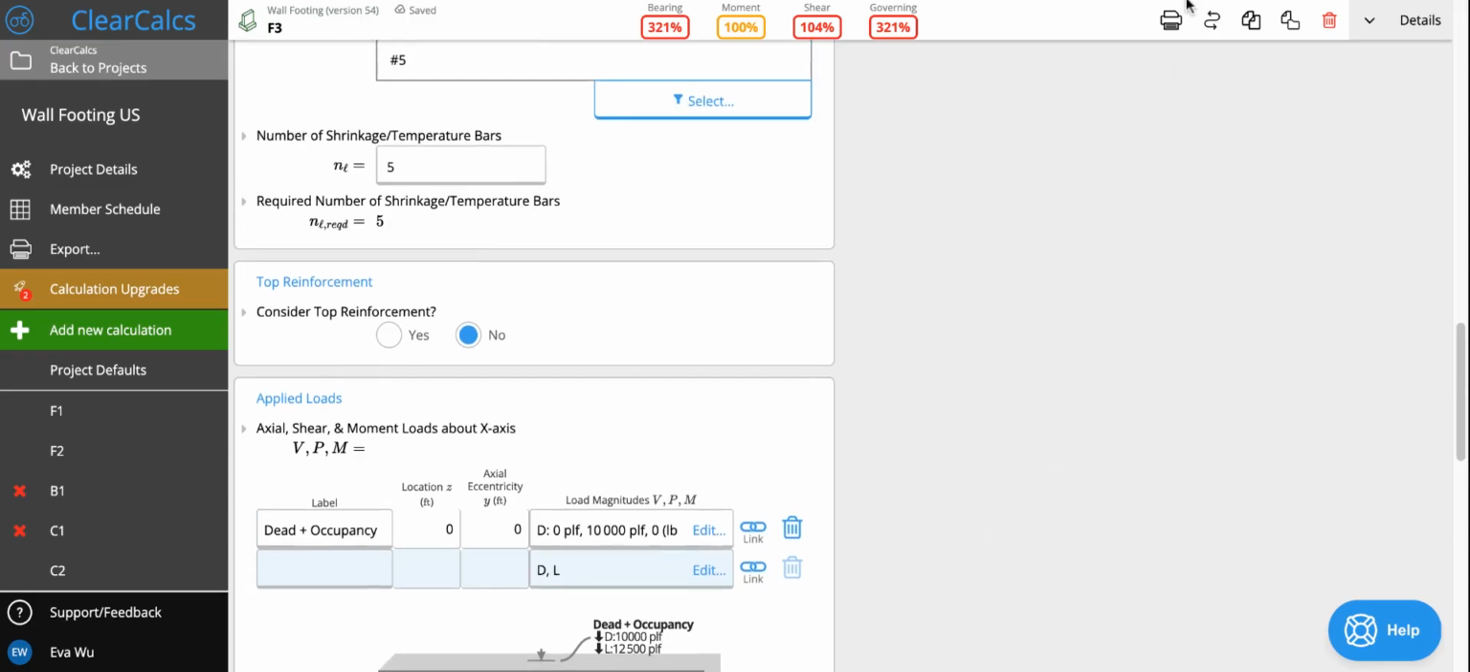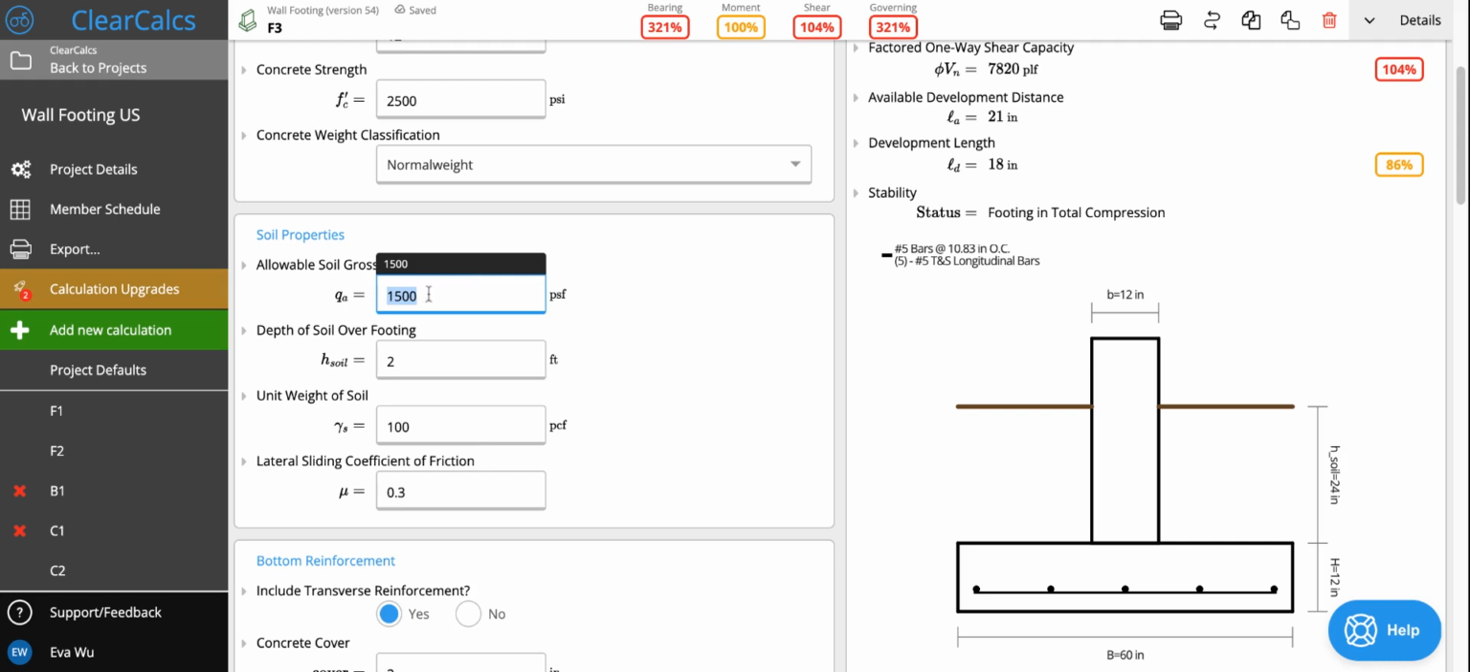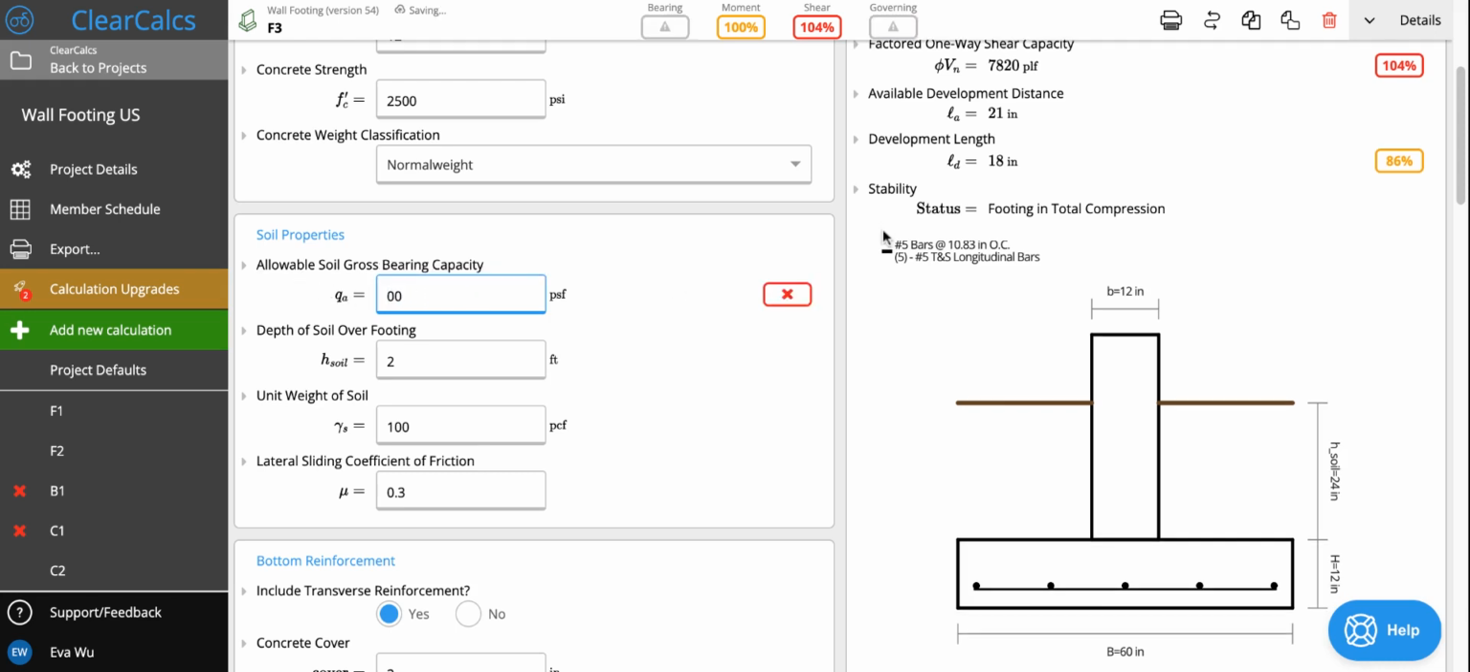And then the next portion of the example says, from the geotechnical report, the allowable soil pressure is found to be 5,000 psf for shallow foundation. So we can edit that here. The allowable soil pressure can be 5,000 psf.